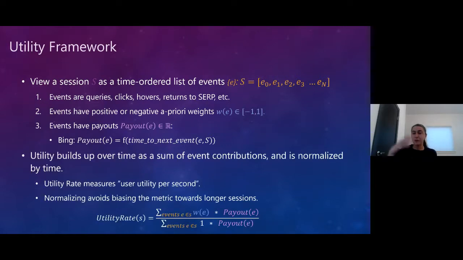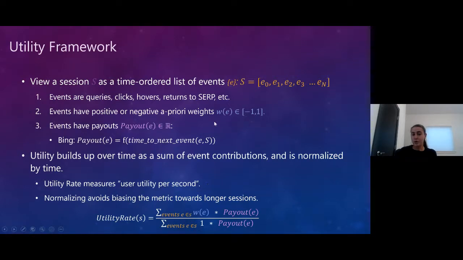And because we're building this utility over the session, we want to make sure we're normalizing by time, so that we get this concept of a utility rate, which is user utility per second. So this is just adding up all the contributions from the different events and then normalizing by the payout you get from this session. And this reflects how much utility the user has over time in the product.